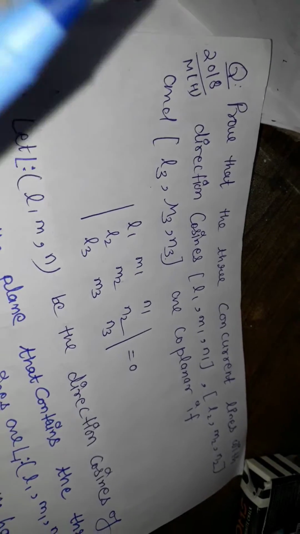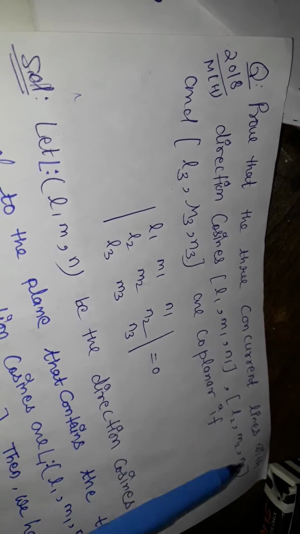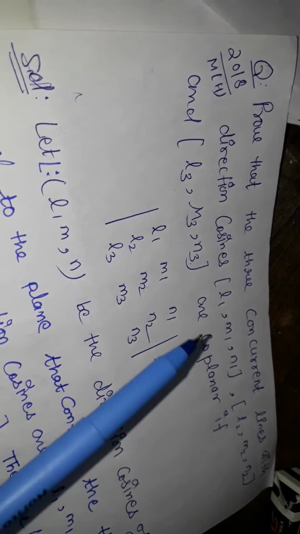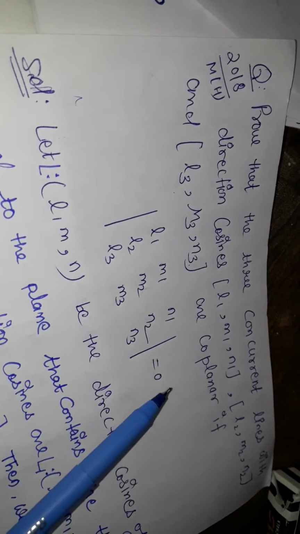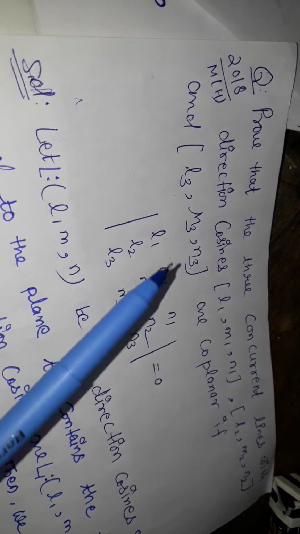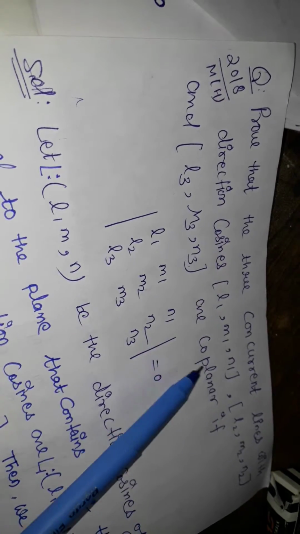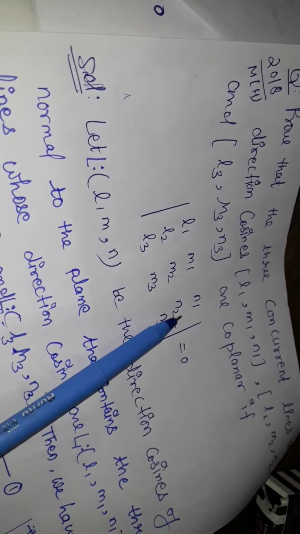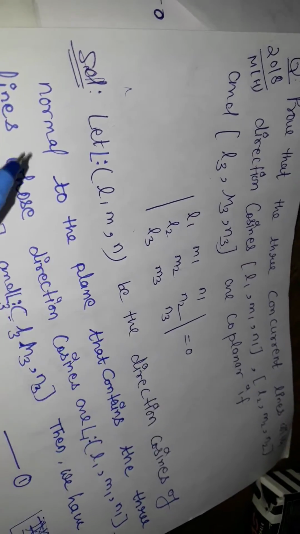Today I will tell you how to solve a question of Maths Honors first year which came in the 2018 examination of MJPRU University. The question is: prove that three concurrent lines with direction cosines L1 M1 N1, L2 M2 N2, L3 M3 N3 are coplanar if the determinant of the direction cosines is equal to 0. To solve this, we consider that the lines are coplanar and then this condition holds. Let's have a look at the solution.